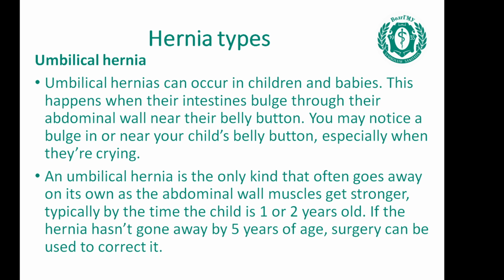An umbilical hernia is the only kind that often goes away on its own as the abdominal wall muscles get stronger, typically by the time the child is 1 or 2 years old. If the hernia hasn't gone away by 5 years of age, surgery can be used to correct it.